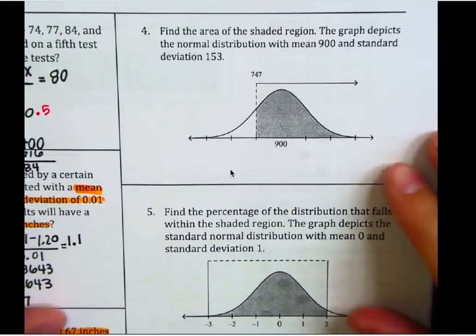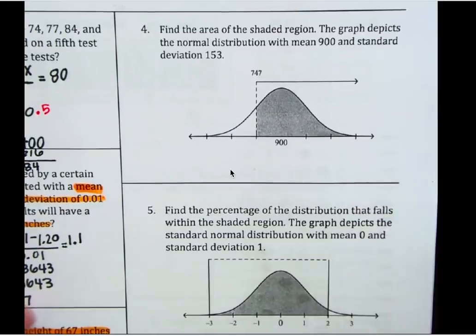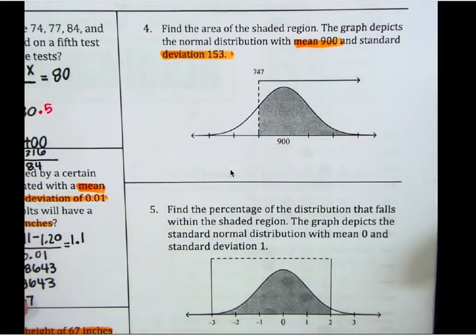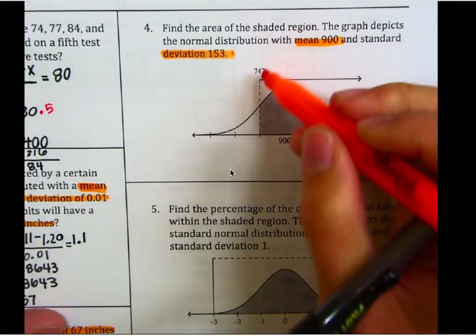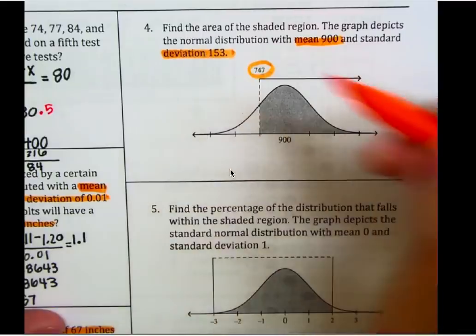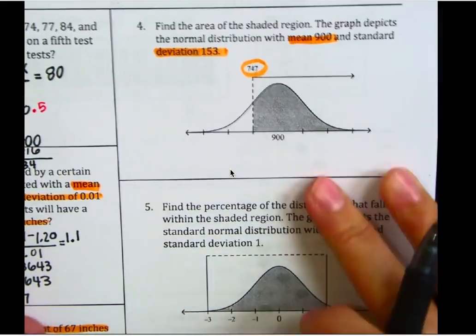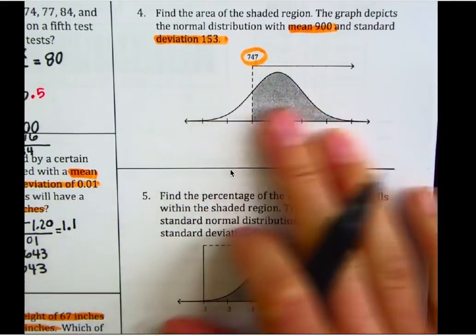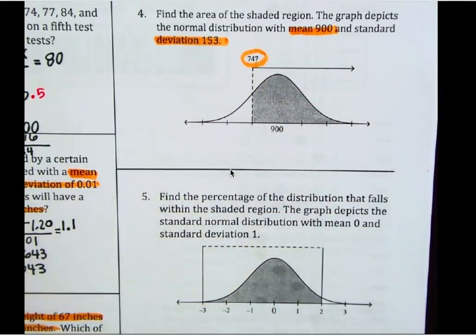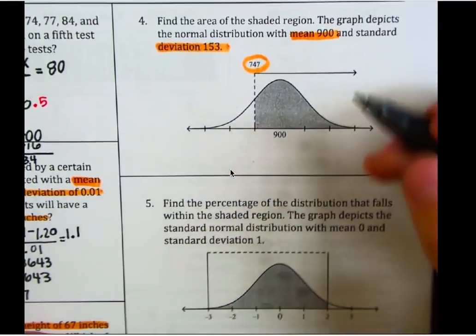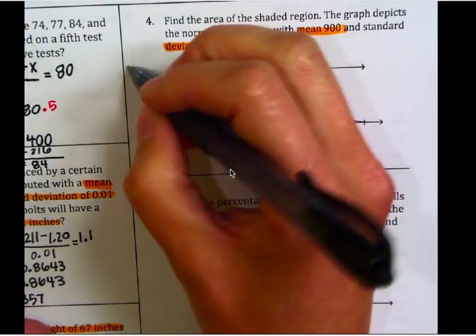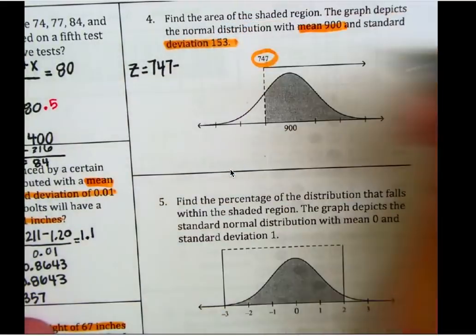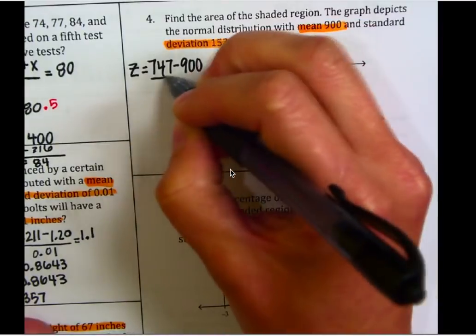And for number 4, we are given that there's a mean of 900 and a standard deviation of 153, and we're looking at our own value of 747. So again, they're giving us the 3 values. We're looking for the area shaded to the right or greater than, so let's keep that in mind. We're going to first use our z-score formula. We have our value minus the mean divided by the standard deviation.